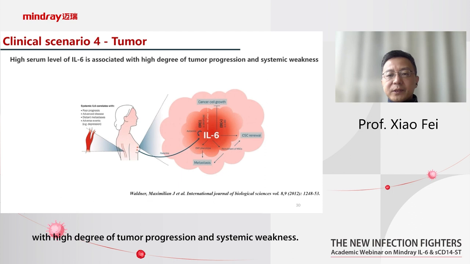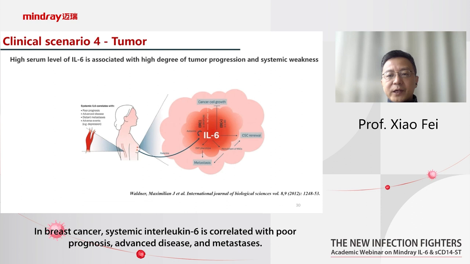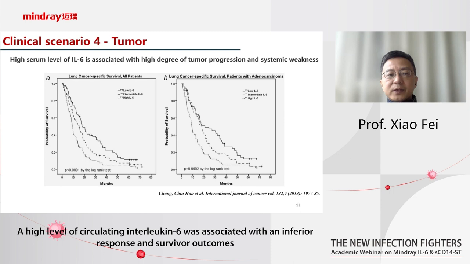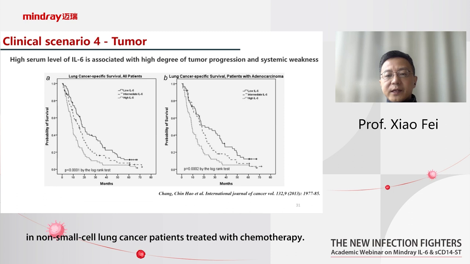In breast cancer, systemic interleukin 6 is correlated with poor prognosis, advanced disease, and metastasis. In contrast, paracrine and autocrine interleukin 6 signaling plays a regulatory role in breast cancer tumors, controlling cancer cell growth, cancer stem cell renewal, and metastasis. A high level of circulating interleukin 6 was associated with inferior response and survival outcomes in non-small cell lung cancer patients treated with chemotherapy.